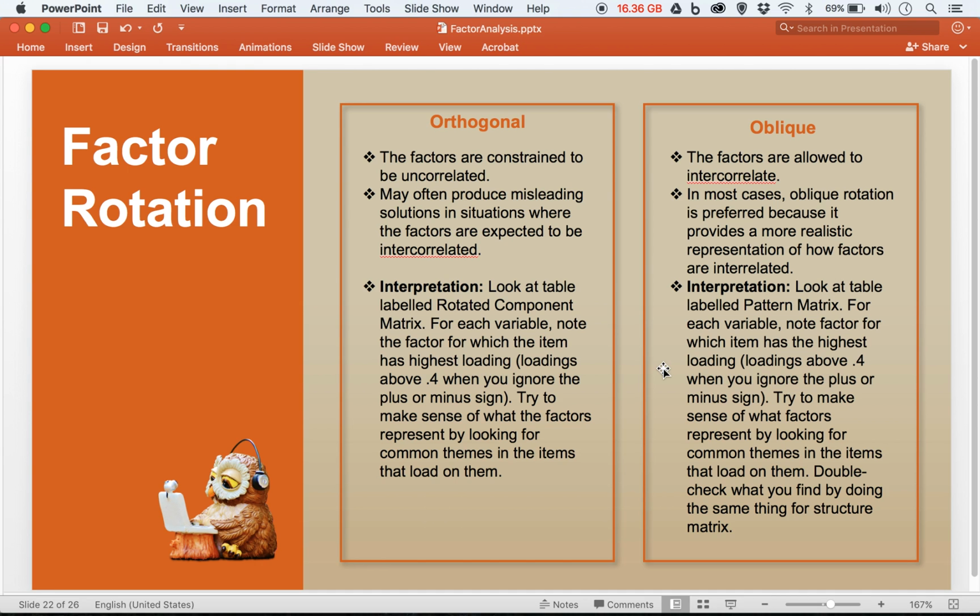And if factors in fact are uncorrelated, then the oblique rotation will just produce a solution that is the same as the one that's produced with the orthogonal rotation. And if your factors are intercorrelated, then your oblique rotation will yield a more accurate representation of the magnitude of those relationships. So ideally, I've always used the oblique rotation of the 2.